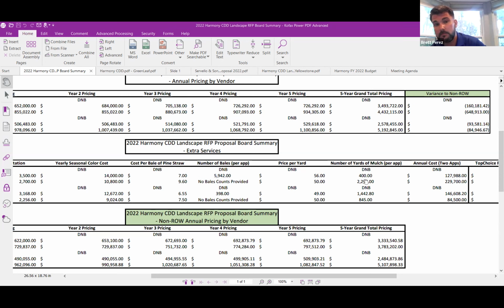Yes. So again, you look at the opposite for the people that actually provided mulch or pine straw numbers, they have only 400 bales and 1,400 yards of mulch. So that's on the vendor is what I'm getting at. And again, we also reserve the right to go out and find our own price. That's also in the contract.